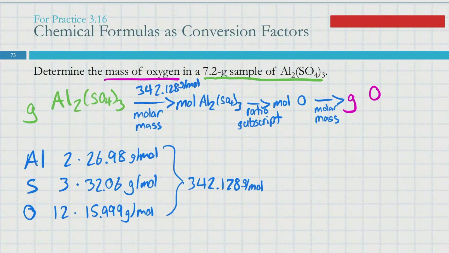For our second step, we need our ratio or our subscript. How many oxygens do we have in one aluminum sulfate? 12. So if we were to hit it with our little atom smashing hammer, or molecule smashing hammer, for every 1 Al2(SO4)3, we would get out 12 oxygens. So that's going to be our next conversion factor. And then for the last step, it's just the molar mass of oxygen, which is 15, almost 16.